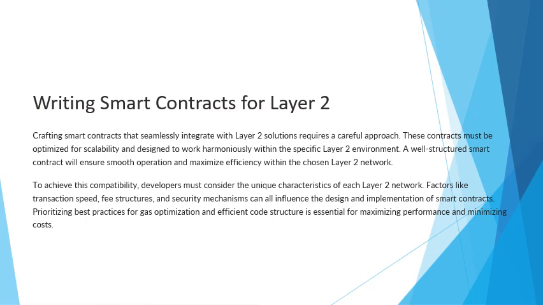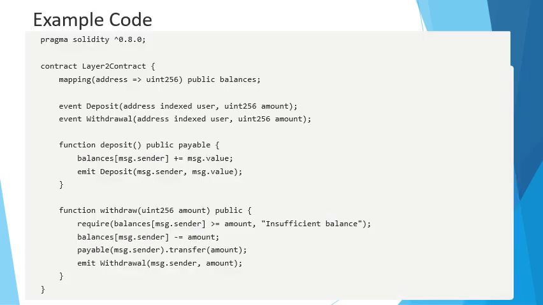Prioritizing best practices for gas optimization and efficient code structure is essential for maximizing performance and minimizing cost. So here we have an example code, which is a Solidity contract. Here we have a deposit function, which basically helps us to deposit some money inside the blockchain. And then we have the withdraw function, which checks whether the balance of the user is greater than the amount required. And if it is, it sends the amount.